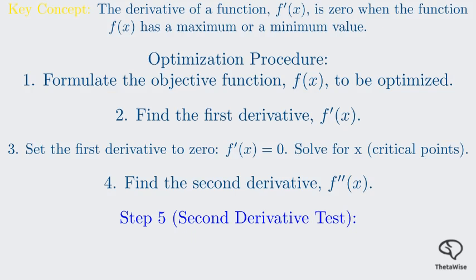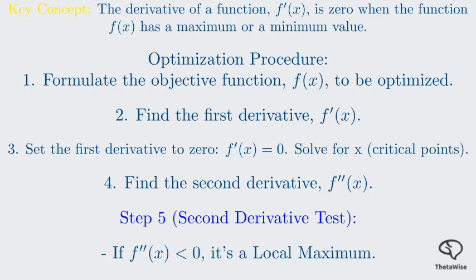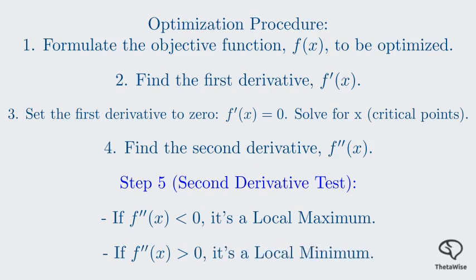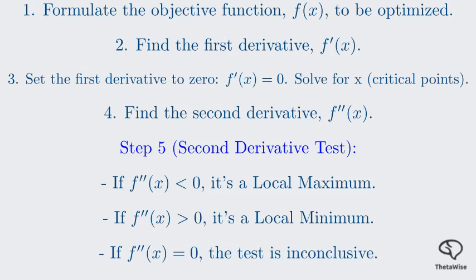If the second derivative is negative at a critical point, the function is concave down at that point, which means it's a local maximum. Conversely, if the second derivative is positive, the function is concave up, and we have a local minimum. A special case is when the second derivative is 0. In this situation, the test is inconclusive, and you'd have to use a different method, like the first derivative test.